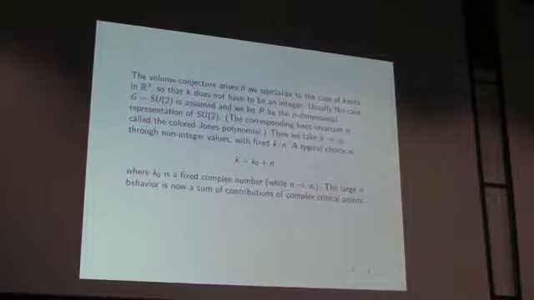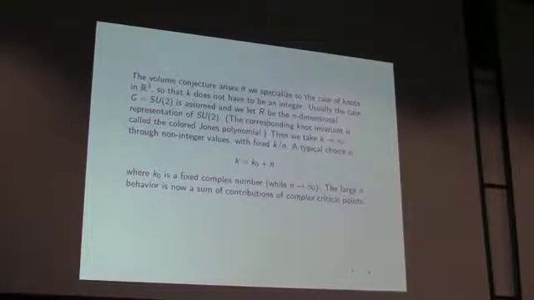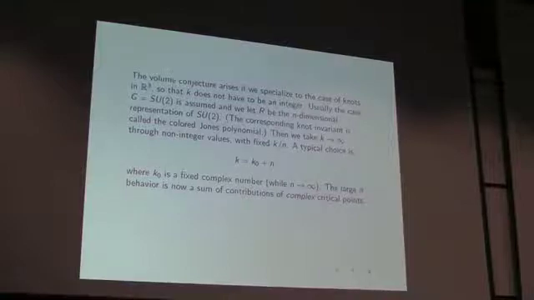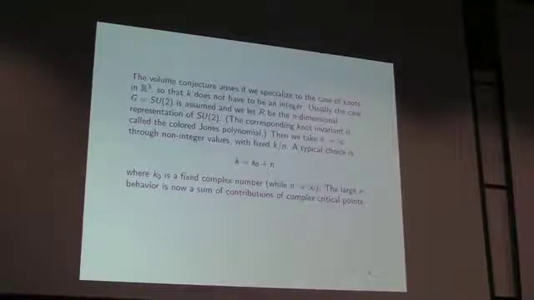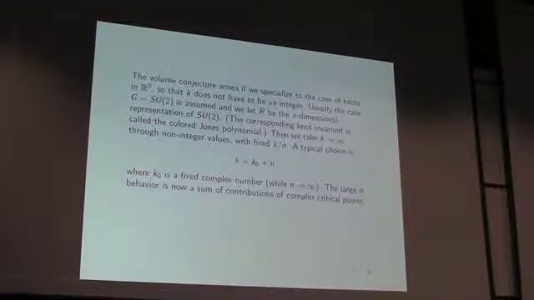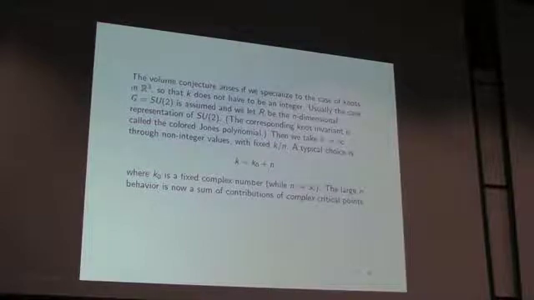So we could try to analytically continue in the dimension N of the representation, but we don't. We keep that as an integer. So we take K to be K0 plus N. N goes to infinity, so K over N goes to 1. And now it turns out that the large N behavior is still a sum of contributions of critical points, but now, as you might suspect, in general, they are complex critical points.